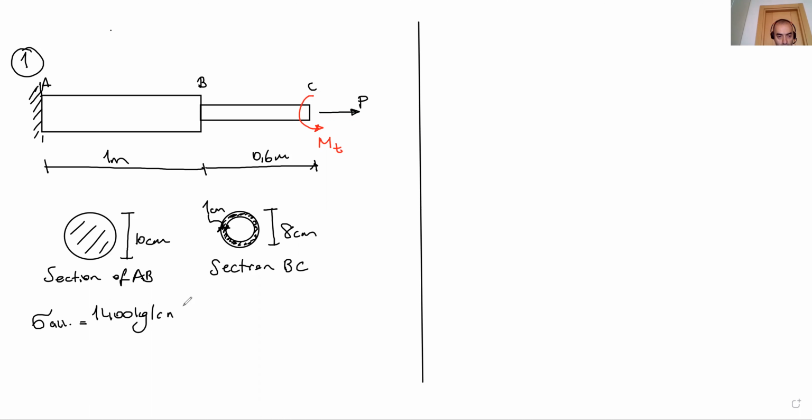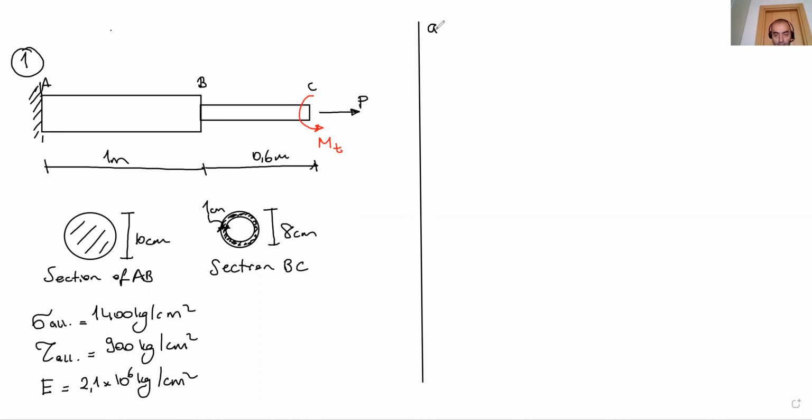And all the other given data in the question is sigma allowable, tau allowable is 900, and E, elastic modulus. Okay, we have 3 questions for this sketch.